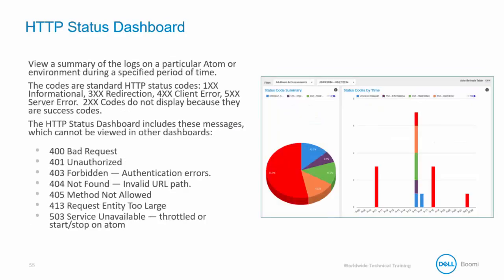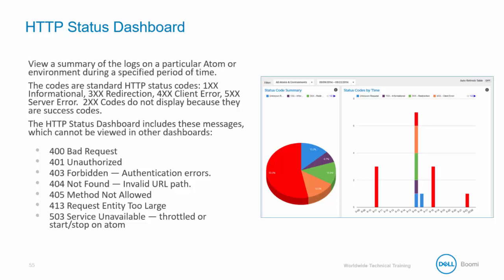The HTTP status dashboard is used to view a summary of the logs on a particular atom or environment during a specified period of time. The codes are standard HTTP status codes: 100s for informational, 300s for redirection, 400s for client error, and 500s for server error. This dashboard includes the following messages, which cannot be viewed in other dashboards.